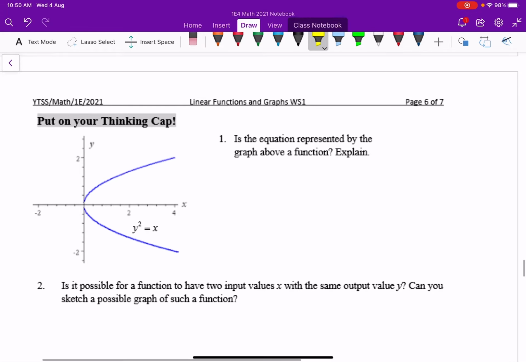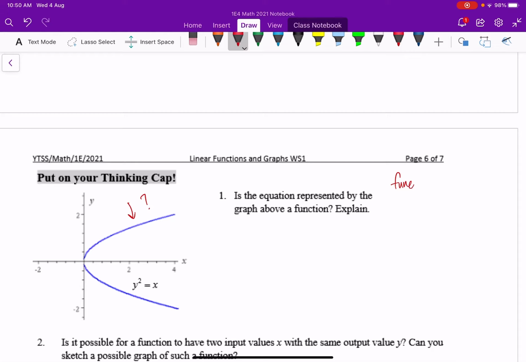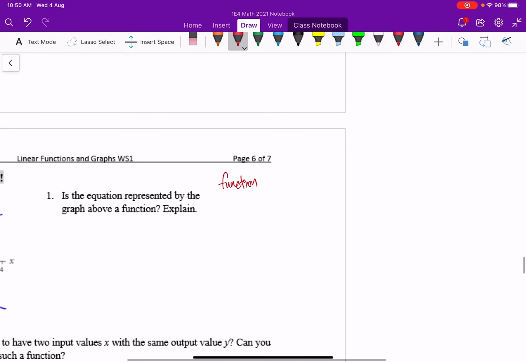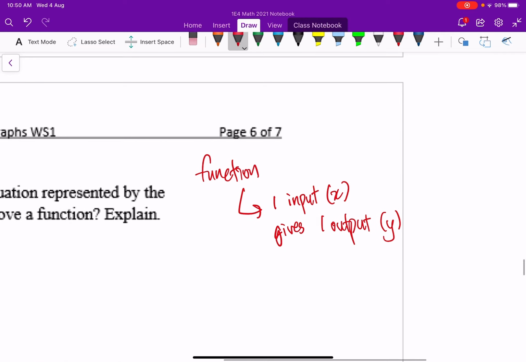Put on your thinking cap. Page 6 now. Is the equation represented by the graph above a function? Is this a function or not? Now we go back to the definition of a function. What does function mean? As mentioned just now, maybe you can write down, a function means one input, which is x, gives one output, which is your y. One x gives you one y output. So every x value only gives you one output. That is the meaning of a function.